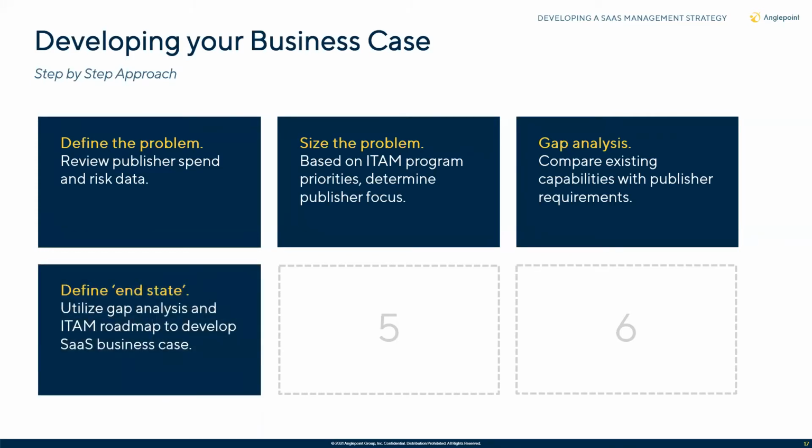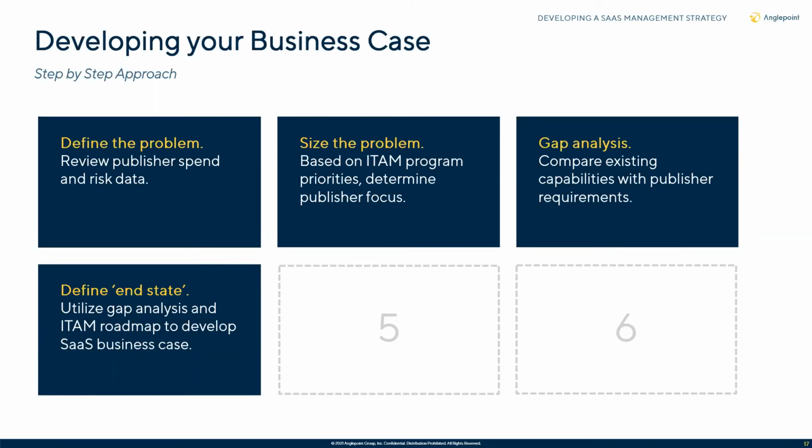Then define your end state, right? This all fits in, because you're saying, okay, we have priorities, we have a problem, and we've got a gap analysis. Well, where do we want to end up? Do we want it to be a little bit simpler? Do we want it to be fully automated, integrated, end-to-end, fancy reporting, XYZ? Use that gap analysis and feed that in, and make sure you're including this in your ITAM roadmap, right? SaaS is going to be a subset of how you're handling the larger software estate.